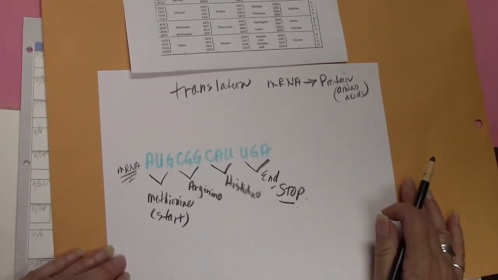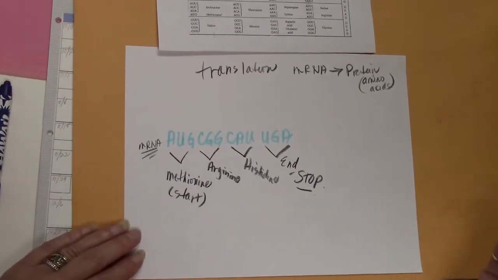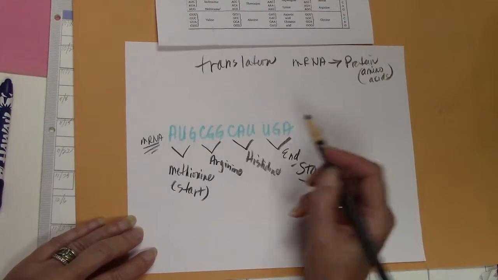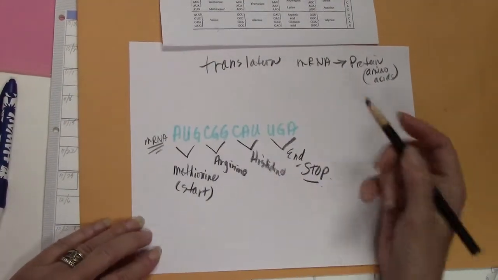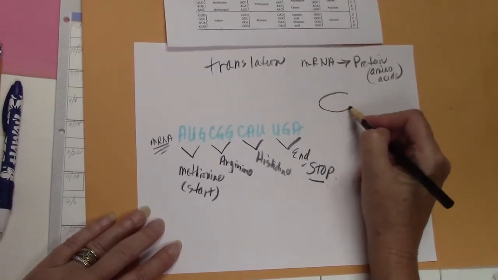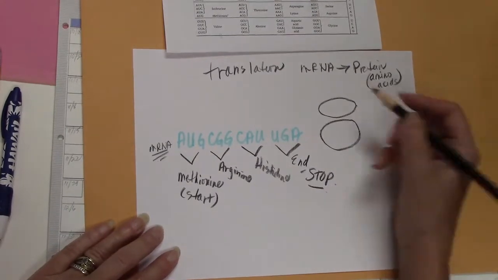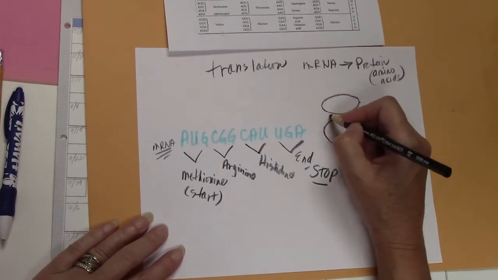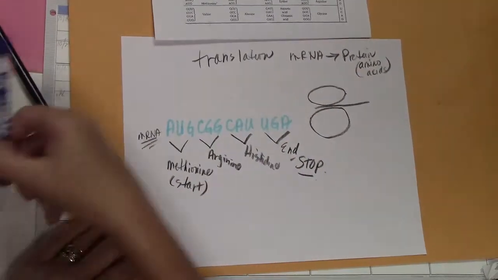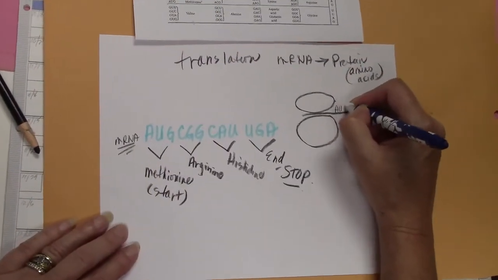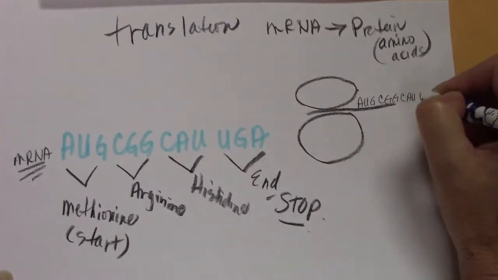So where does this process take place? We know that proteins are made in what organelles? In the ribosomes. When this particular message comes in contact with a ribosome, it simply rolls through the ribosome. If you imagine the ribosome having two subunits, a top and a bottom, a 30S and a 50S subunit, your messenger RNA is going to roll through here. So here's our AUG that we just looked at, AUG, CGG, CAU, and UGA.